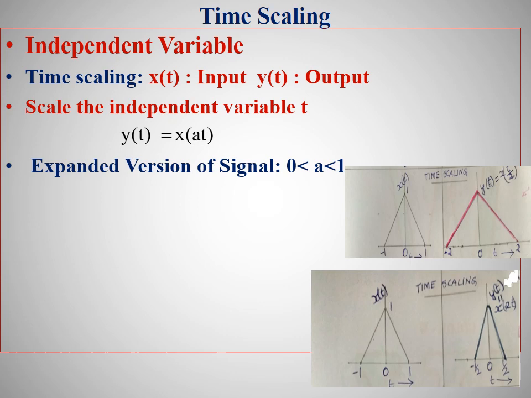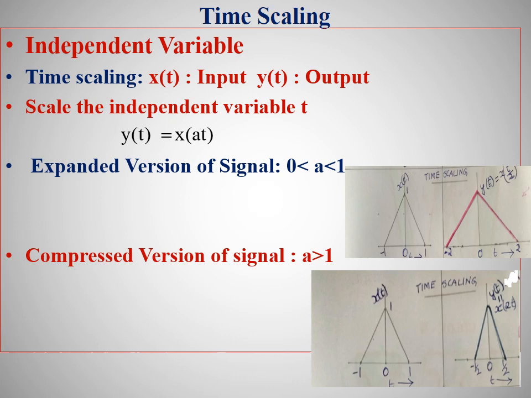This results in two sets of operations. One is expansion of the signal, the other one is going to be the compression of the signal. Expanded version of the signal exists when a lies between 0 and 1, and compression of the signal exists when a is greater than 1. Let us try to understand this by considering the figure shown here.